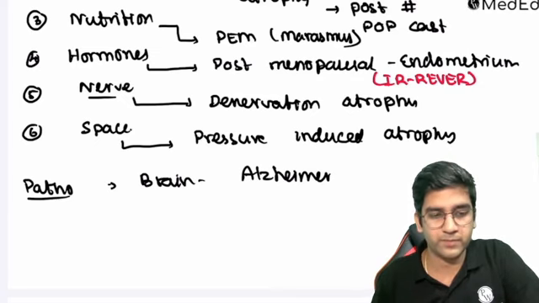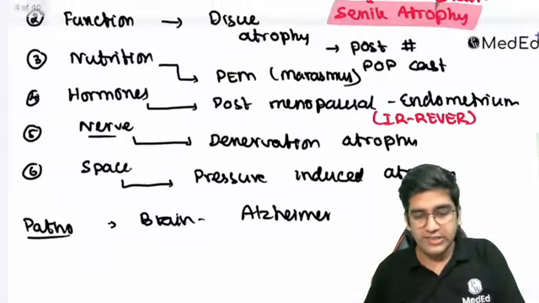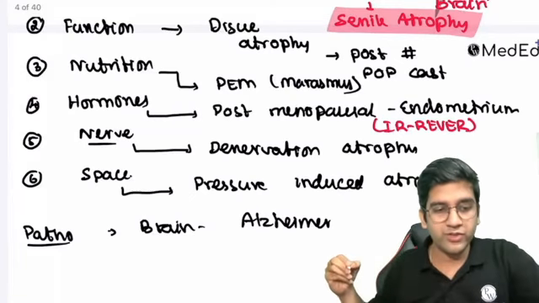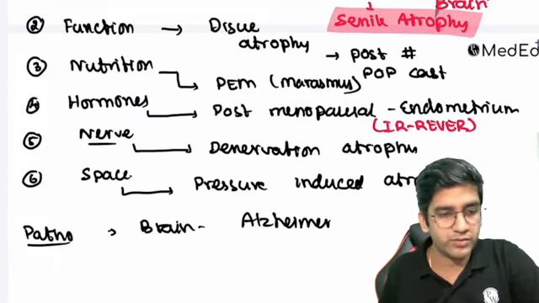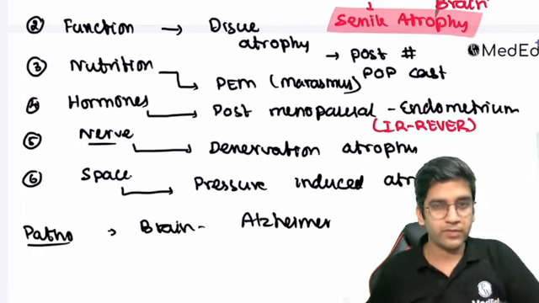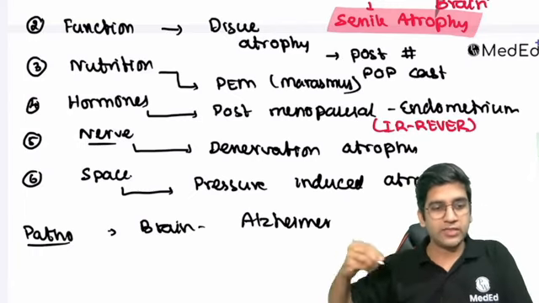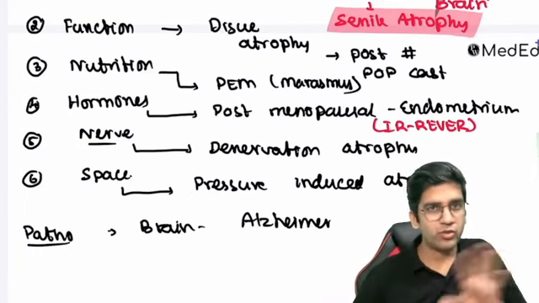So all these are things which are required for me for normal function. If it is not there, it undergoes atrophy. Okay, fine. So all these are normal examples of atrophy. So we know everything about atrophy.